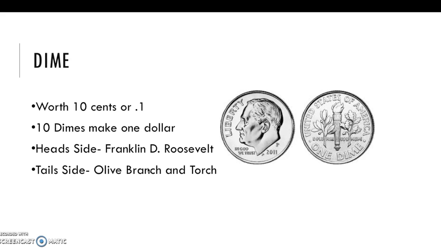You can see that on the head side you have Franklin D. Roosevelt, and on the tail side of many of these coins you'll have some type of emblem, or in this case an olive branch and a torch.